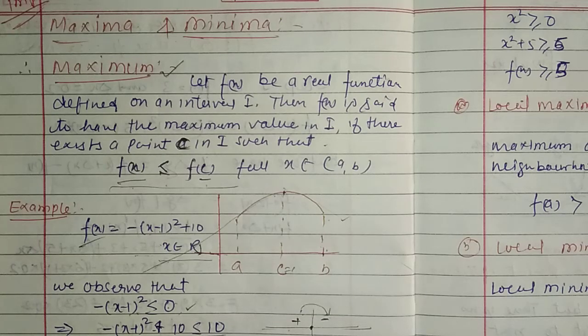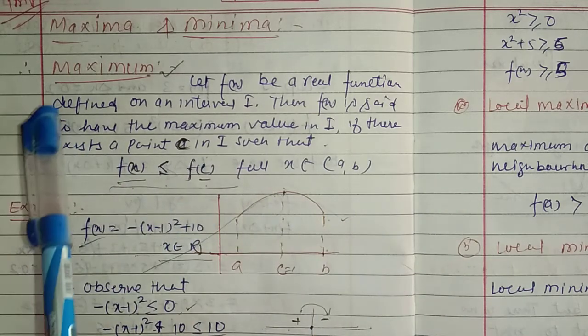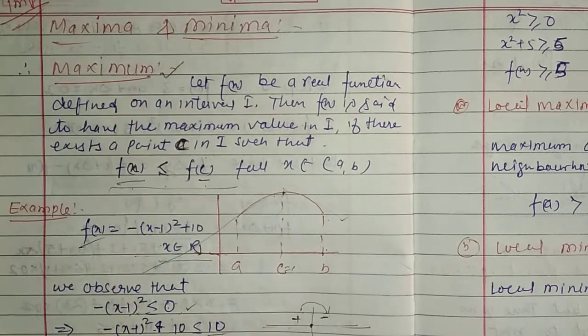Today we are going to discuss maxima, minima, local maxima, local minima, and how to find the maxima and minima by a shortcut method, and how you can prove that the given function has a maximum or minimum. Clear? So first of all we'll define maxima or maximum.